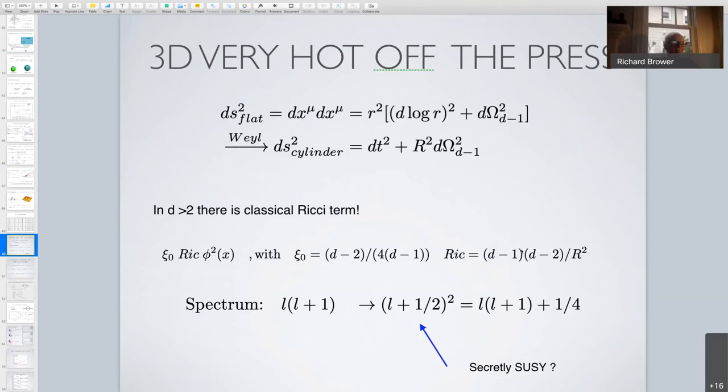And when you put it in, it means that the spectrum that I've been bragging about, that we get L times L plus 1, actually with the Ricci term and no mass, it's actually L plus a half squared. This term exactly adds to this 1/4.